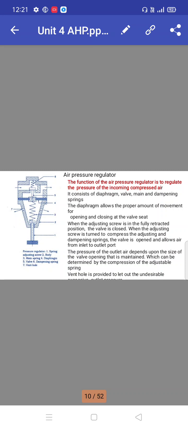The pressure of the outlet air depends upon the size of the valve opening that is maintained, which can be determined by compression of the adjustable spring. A vent hole is provided to let out the undesirable waves to the outside.